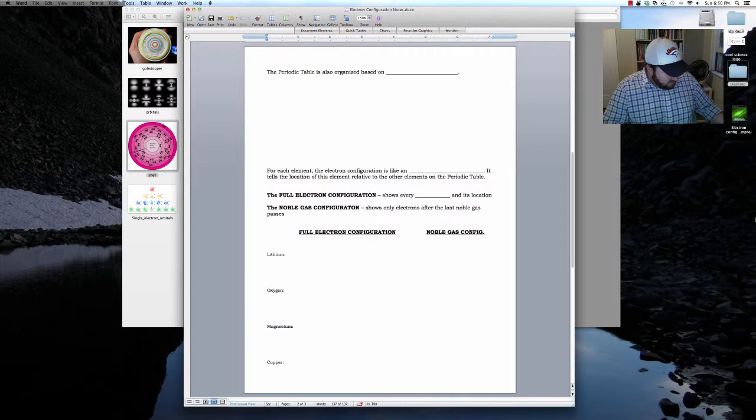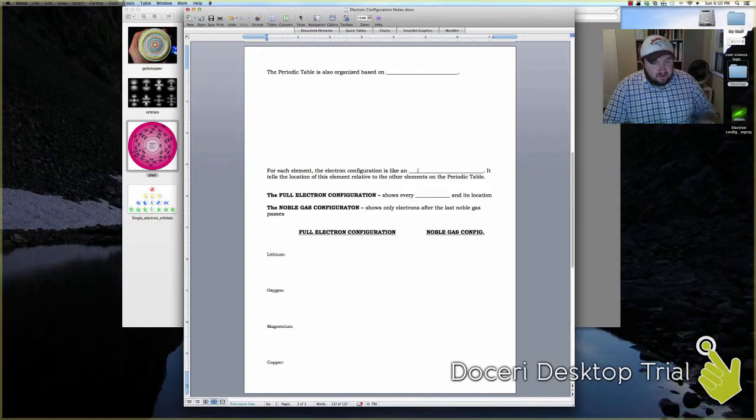So moving down on the notes just a little bit. For each element, the electron configuration is a lot like an address. It more or less tells us where. So each electron configuration is like an address. It tells the location of the element relative to the others on the periodic table. It's almost like which room on the periodic table that element is occupying based on how many electrons it has and where they go. So the full electron configuration shows every electron and its location. There's another one called the noble gas configuration, which only shows electrons after the last noble gas, and we'll talk about that here in just a second.